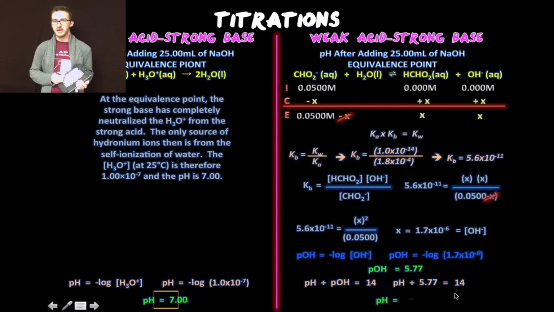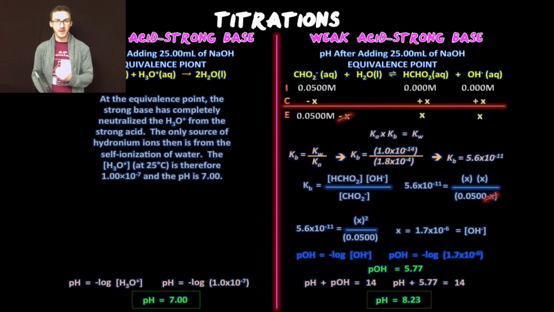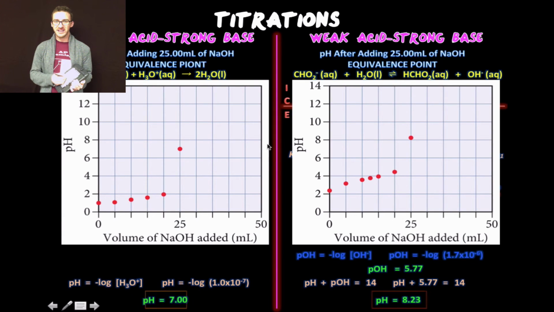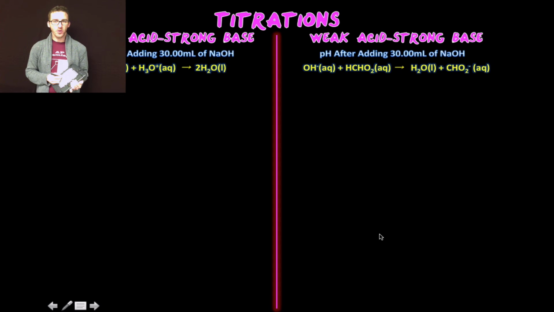In this case, the pH is going to be slightly basic, 8.23, which we would expect because this is the titration of a weak acid with a strong base, meaning that we're making a basic salt, sodium formate. It's going to hydrolyze water, form additional hydroxide. So very careful here, note that at your equivalence point for a weak acid strong base, the pH is slightly higher than pH 7.